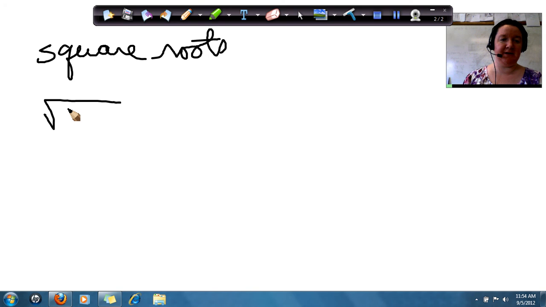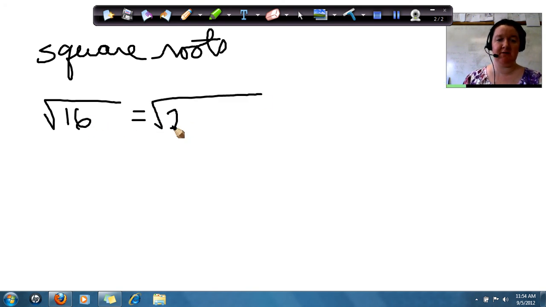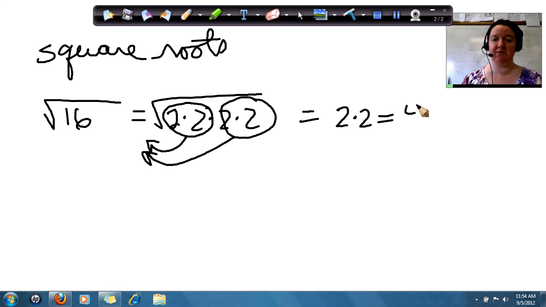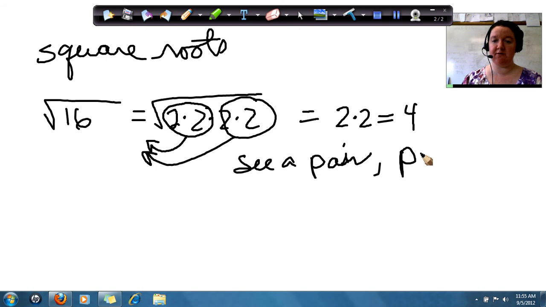If I have a number like 16, I want to think about what are the prime numbers that multiply together to give me 16. Well, I have 2 times 2 times 2 times 2. With a square root, we're looking for pairs. So I have a pair of 2's, I have another pair of 2's. So if I see a pair, I take it out. So I'm going to end up with 2 times 2, which gives me 4. The thing to remember is, see a pair, pull it out.